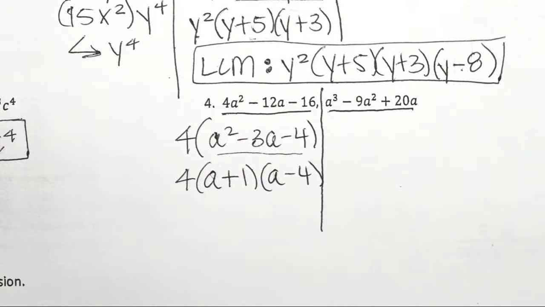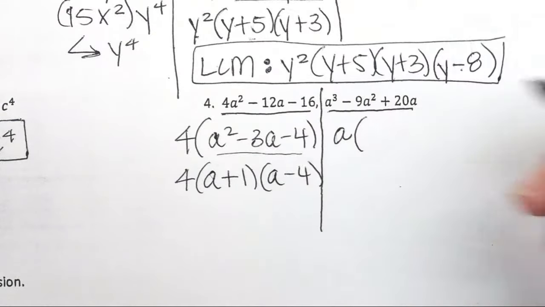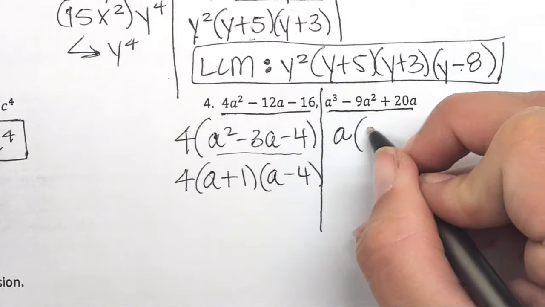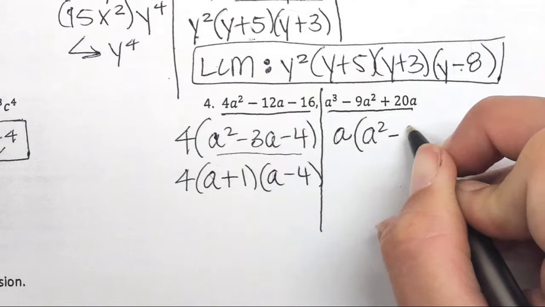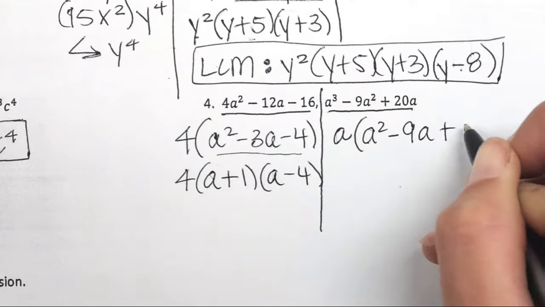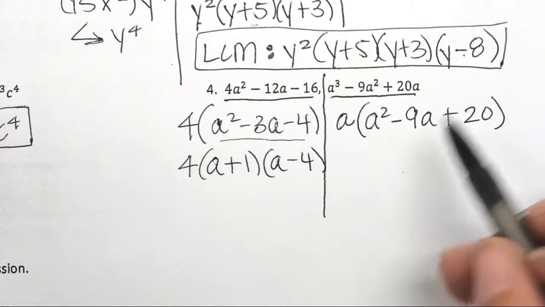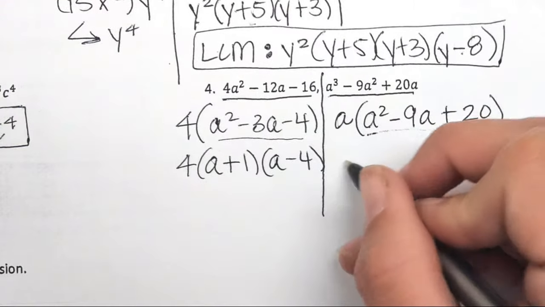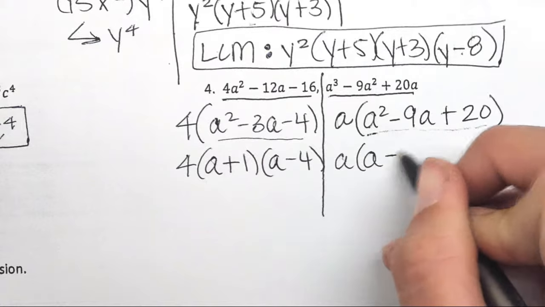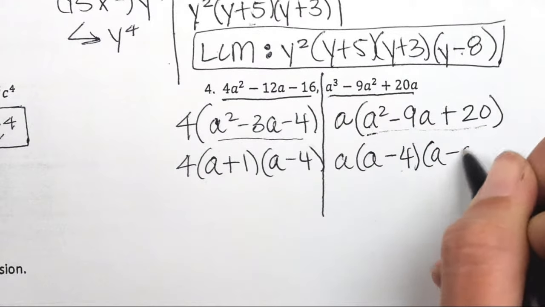Alright, what about the other one? Very good. If I pull out an A, what would I have on the inside? A squared minus 9A. Good. Plus 20. Very good. And how could I factor this one? Negative 4 and negative 5. Very good. A minus 4, A minus 5.